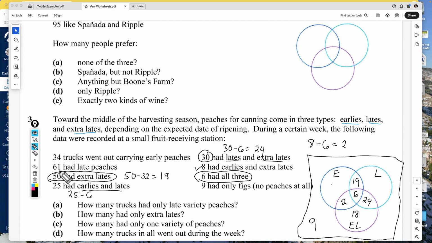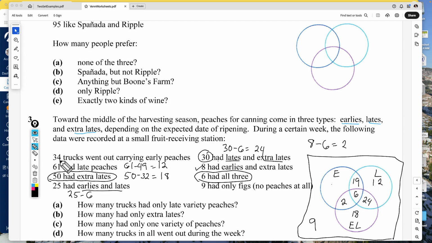Okay. 61 had late peaches, so that's over here. But again, we don't put 61 over here. We have to see that there's 19, 6, and 24. We have to add those together and then subtract them off. That's 49. So for this one, we're going to have 61 minus the 49, which gives us 12, I think. 61 minus 49 should be 12.